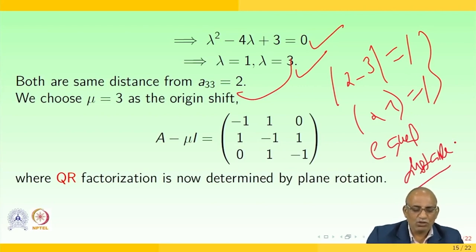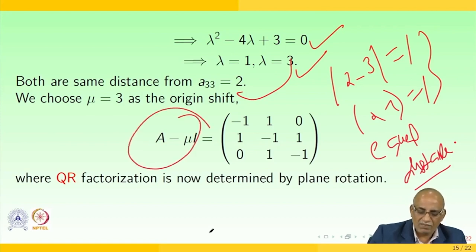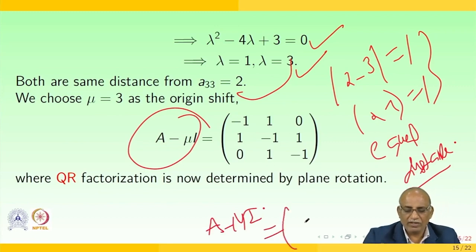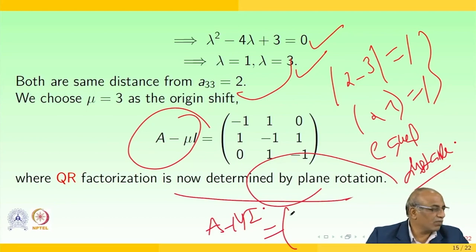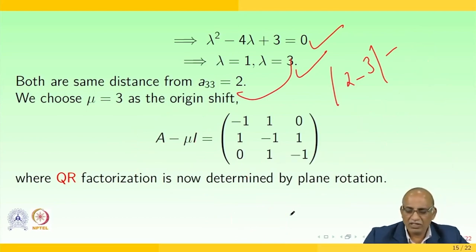So, next we choose mu as the origin shift. We wanted to have a little shift. That is what is called A minus mu I, that is equal to the matrix minus 1, 1, 0; 1, minus 1, 0; 0, 0, 1. The QR factor is now determined by the plane rotation. We use the plane rotation in order to find the QR factorization.